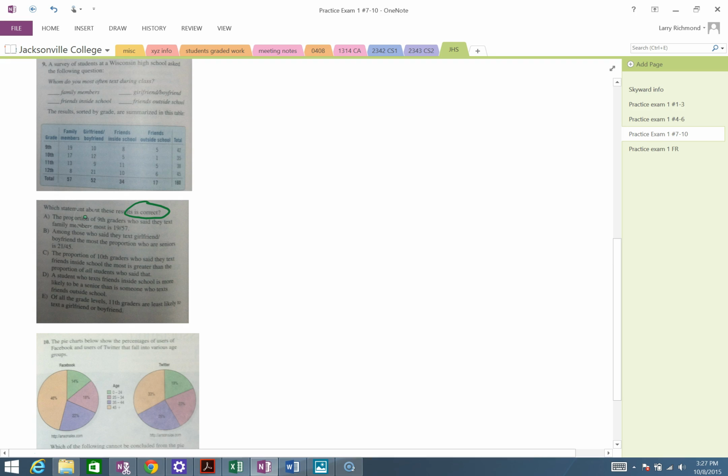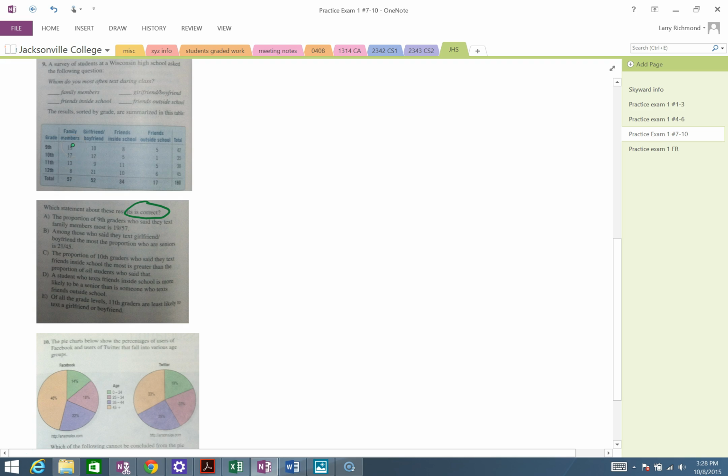Number 9, I'm looking for which statement about these results is correct. They give us a survey asking Wisconsin high school students, who do you text most during class? Family members, friends inside school, girlfriend, boyfriend, friends outside school. We were looking for a correct statement. A says the proportion of 9th graders who said they text family members is 19 over 57. So I'm concerned with the 9th grade column. Of my 9th graders, 19 out of 42 were texting family members. 19 over 57 is of the people that texted their family members, how many of those were 9th graders. So it's a different thing.